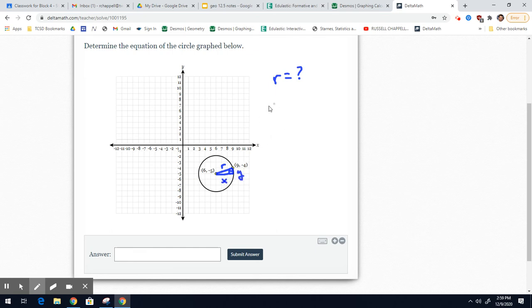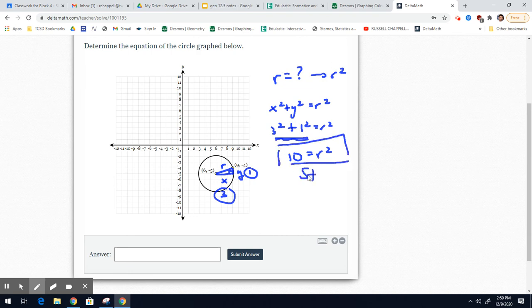And to find my radius, I'm going to use x squared plus y squared equals r squared. So x is 3. So this is a distance of 3. Y is 1. So 3 squared plus 1 squared equals r squared. Type in 3 squared plus 1 squared in the calculator. That's 10 equals r squared. And actually, instead of finding r, we need r squared. So this is where we're going to stop. We're not going to take the square root. I don't care what r is. 10 is not a perfect square.